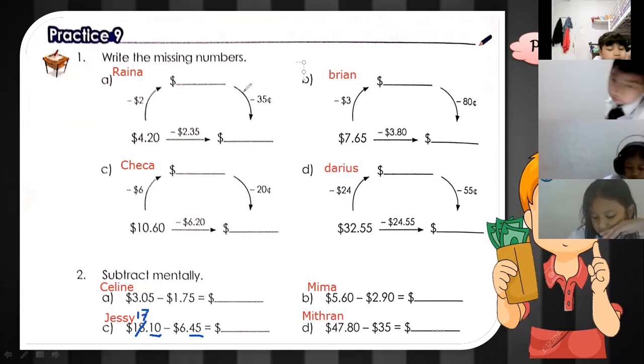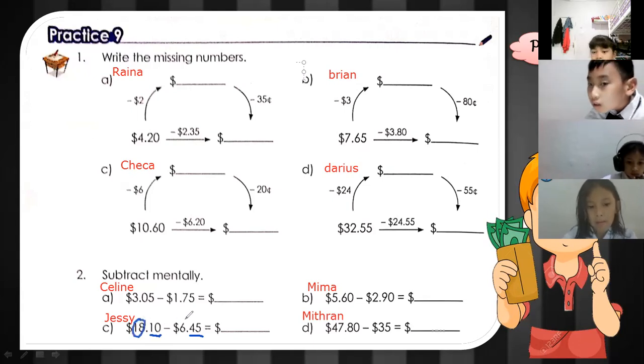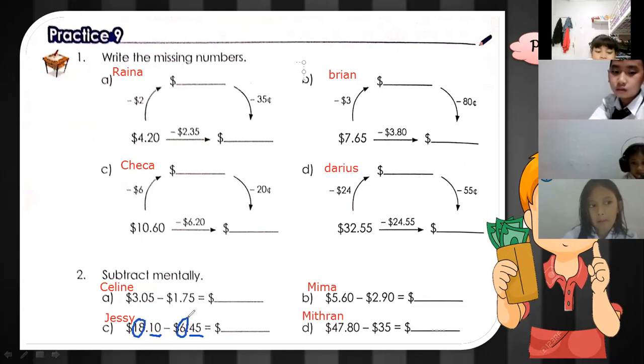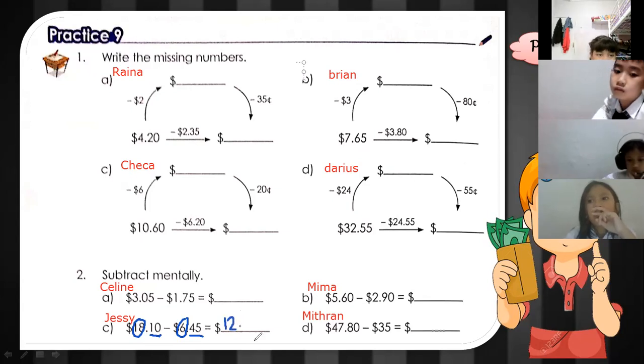Sorry, ini lupa. Ini berarti di minus dulu, sorry. Dollars with dollars dulu sayang. 18 minus 6, how many? 18 minus 6, berapa sayang? 12? Okay, so 12, you write here 12. Okay. Nah, already $12, right?